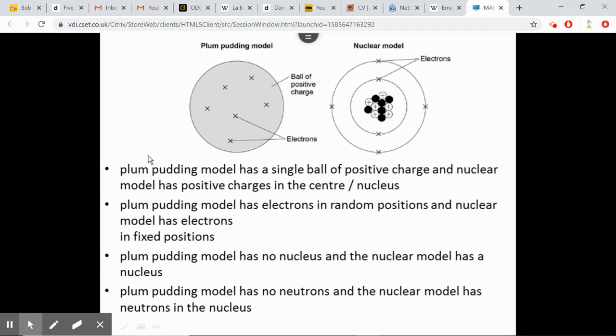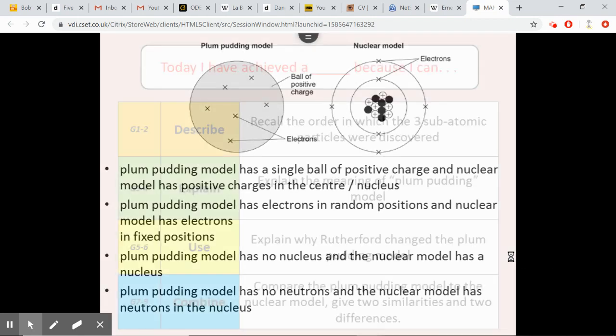So the plum pudding model has a single ball of positive charge, and the nuclear model has a positive charge in the center. The plum pudding model has electrons in random positions, and the nuclear model has electrons in fixed positions. The plum pudding model has no nucleus, and the nuclear model has a nucleus, and the plum pudding model has no neutrons, and the nuclear model has got neutrons in the nucleus. Okay, so those are some differences.